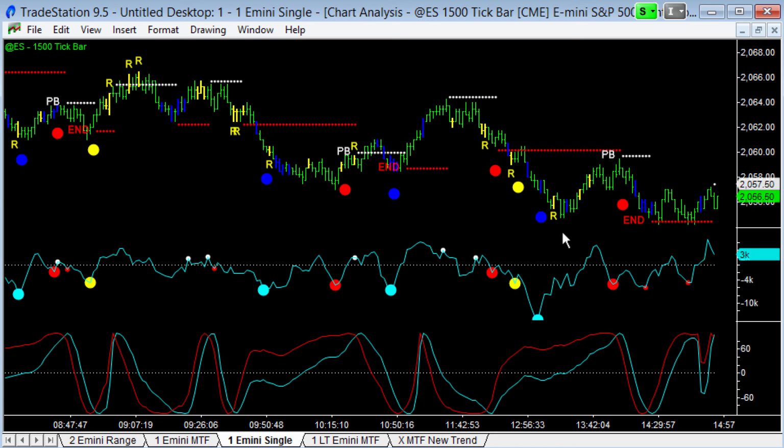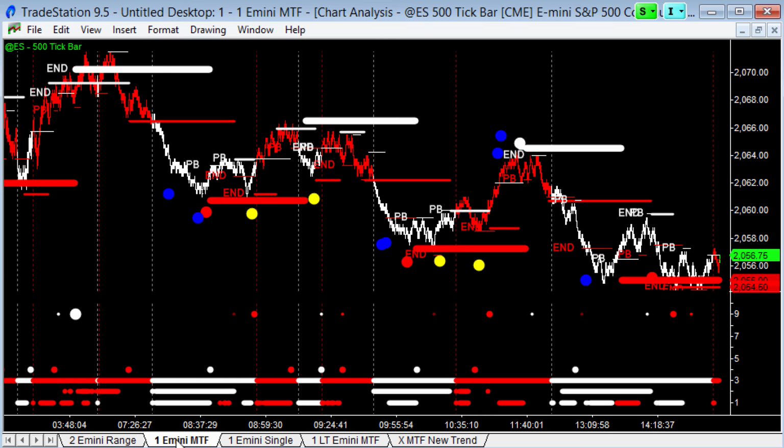And keep your targets modest. If you can get out with 3, be happy with that. I pushed it a little bit by re-entering to get an extra 1, but I was trading against the strong trend for the day, which was to the downside.